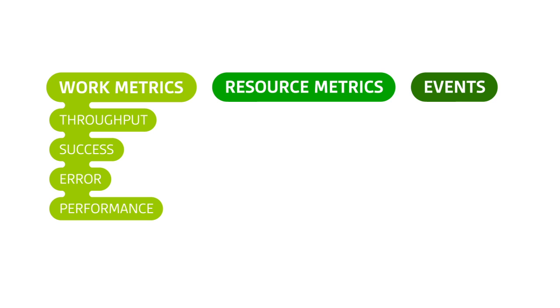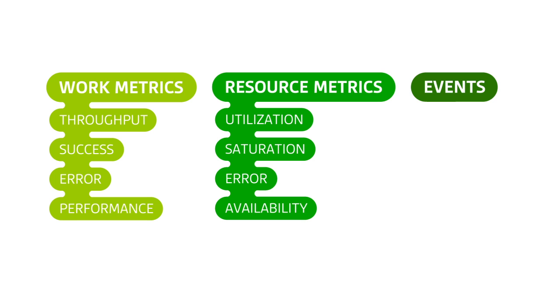And usually when you're looking at success and error, it's not so good to look at the scalar values. There were 200 requests, but to know that 90% of them were successful, or 10% of them were failures or errors or 404s, that's a really interesting number. Resource metrics on their own are kind of useless. So there's utilization, saturation, error, and availability.